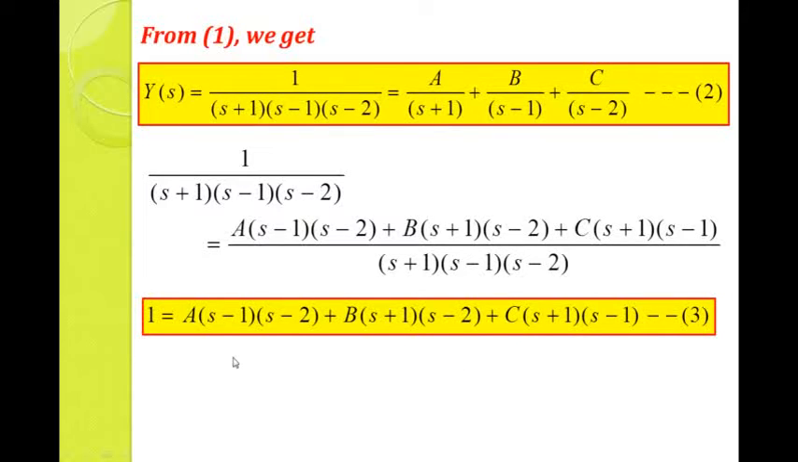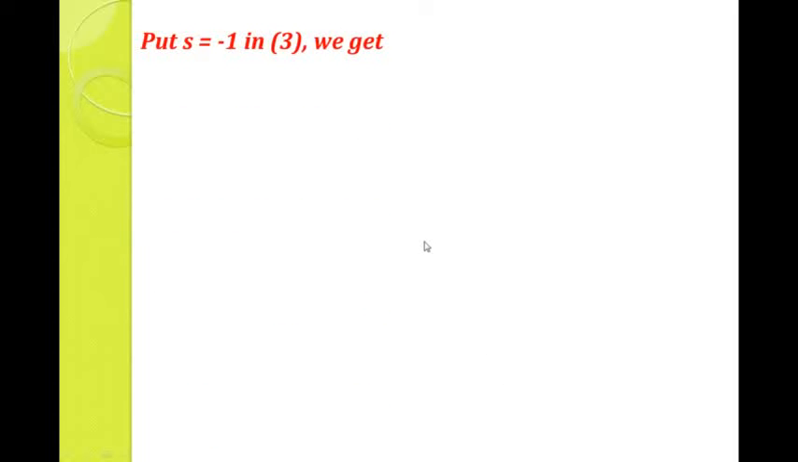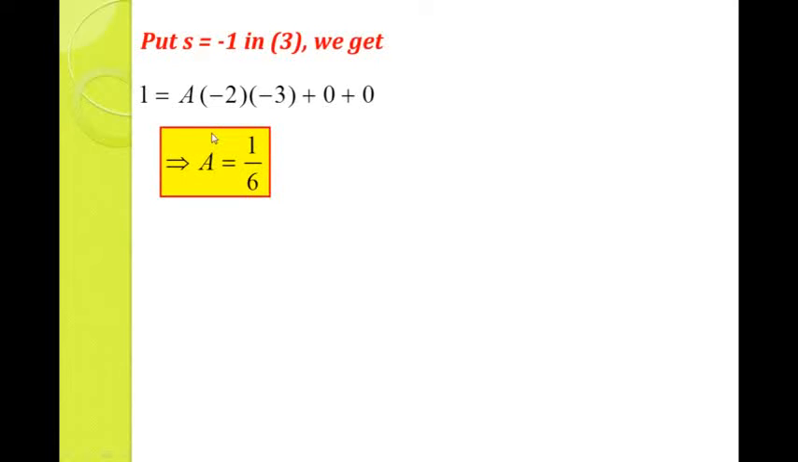After substituting s equal to 1 in equation 3, we get 1 equal to first term becomes 0, B into 2 into minus 1 plus C value 0. Why? Because 1 minus 1 is 0. So now solving this equation, we get B value is minus 1 by 2. Similarly, I am going to substitute s equal to minus 1 in equation 3. We get left hand side 1. Why? Because on the left hand side there is no s term, so we have only a constant term. So we get 1 equal to A into minus 2 into minus 3 plus B value and C value will be 0. So after simplification, we get A value is 1 by 6.